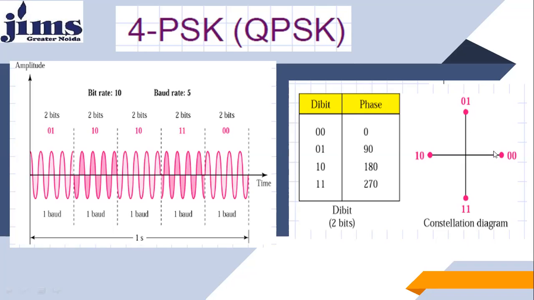So for each of 00, 01, there is a phase shift of 90, then 180, then 270. So start with 0, 90, 180 and 270, right? In this way, this high frequency signal changes its phase according to the bits, right? The bits here mean a combination of 2 bits.